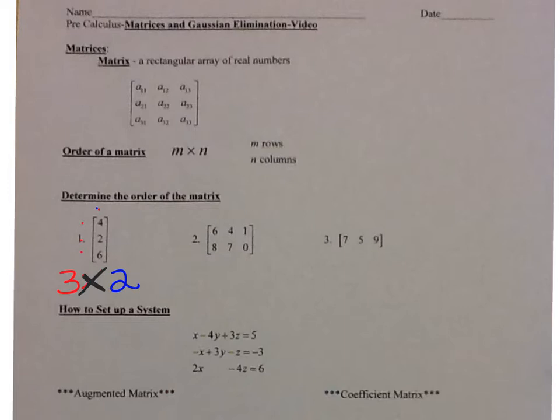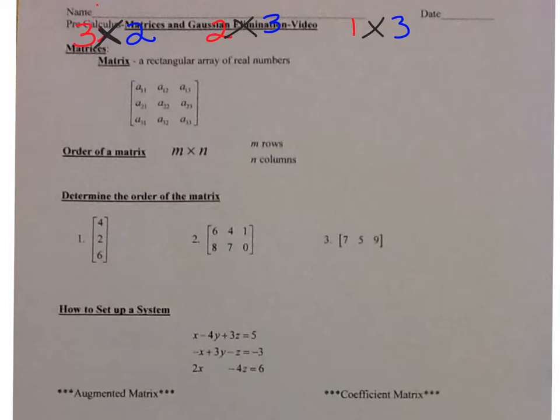All right, let's look at the next one. I have 1, 2 rows. So it's a 2 by... and then how many columns? 1, 2, 3 columns. So it's a 2 by 3 matrix. And the last one, I have 1 row. So it's a 1 by... and how many columns? 1, 2, 3 columns. So it's a 1 by 3 matrix.